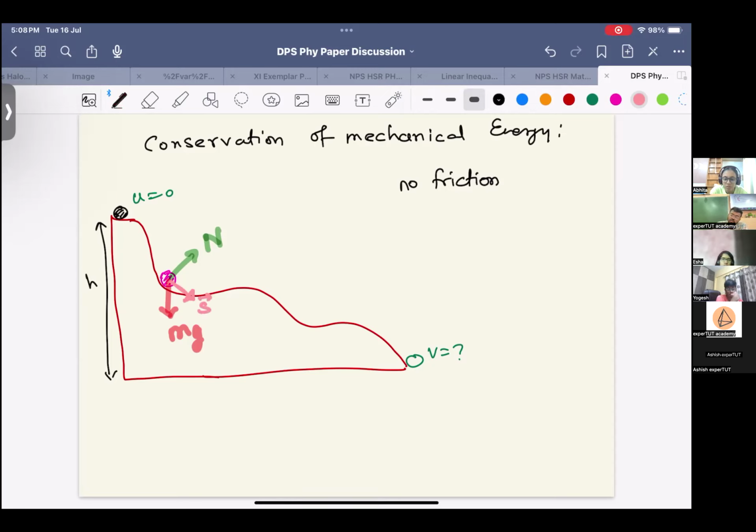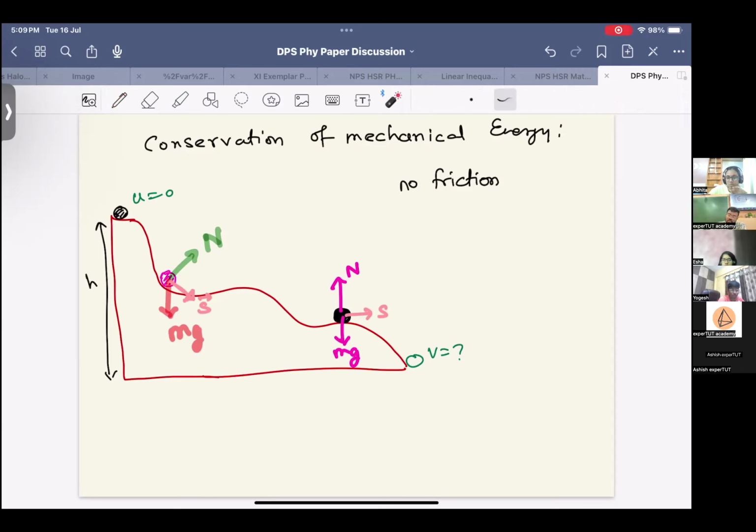Let's draw the ball at any other place. Let's say it is here. Then the normal at this point will be like this, mg will be like this, right? And the displacement vector at this point will be like this, yes or no? Just at this instant. Yes, or the velocity also. It is in the direction of velocity. At any instant, the displacement vector is in the direction of the velocity.